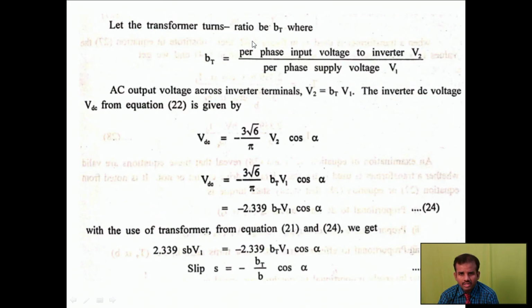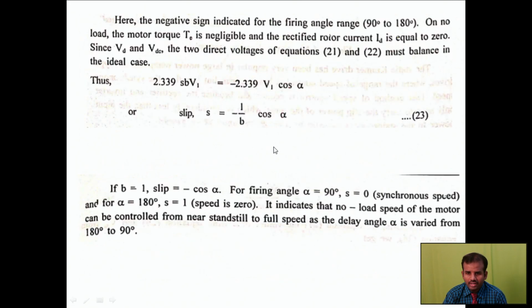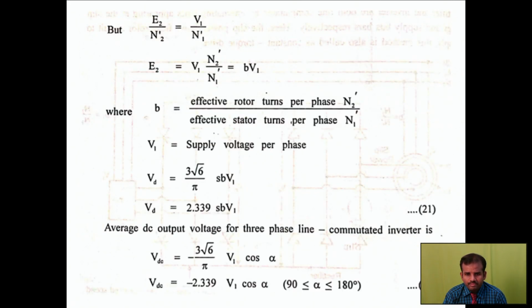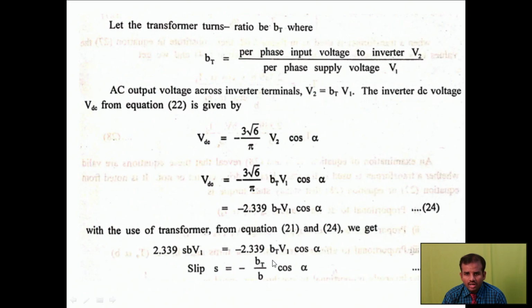So the transformer turns ratio BT, we already know, is the per phase input voltage to the inverter V2 divided by the per phase supply voltage V1. Here the AC output voltage across the inverter terminal is V2 equal to BT V1. The inverter DC voltage VDC is equal to minus 3 root 6 divided by pi V2 cos alpha.